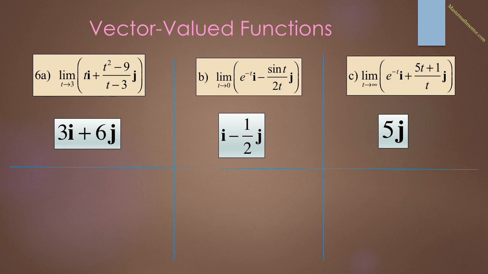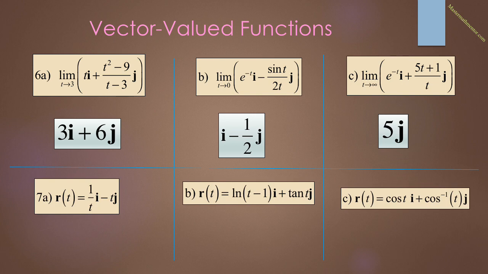Part C, the limit as t approaches infinity of e to the negative t i plus ((5t plus 1) over t) j. When we write e to the negative t, we can write that as 1 over e to the t, and the limit as t approaches infinity is 0. So the i part is simply 0. The second part is the highest power coefficient over the highest power coefficient, and we get 5j as an answer.